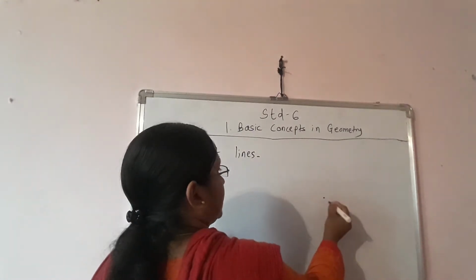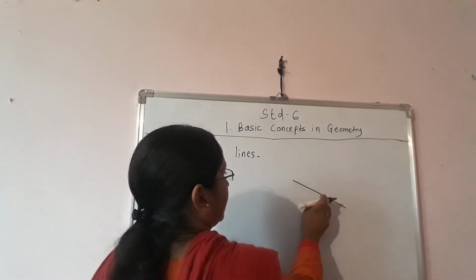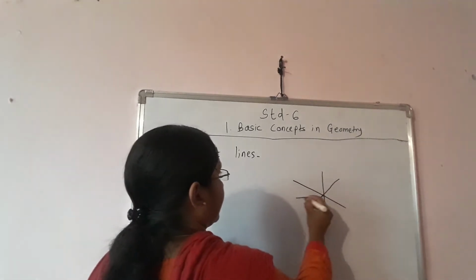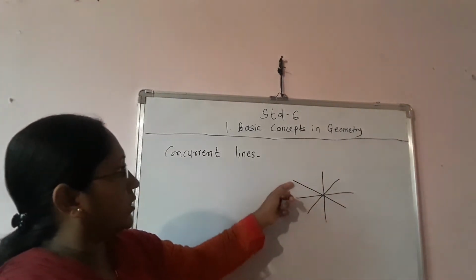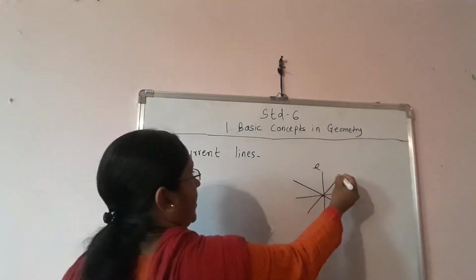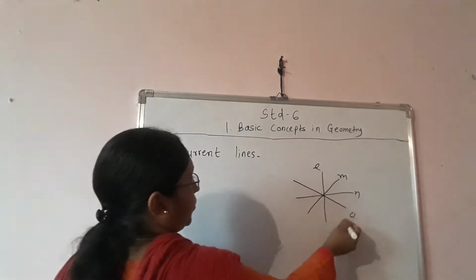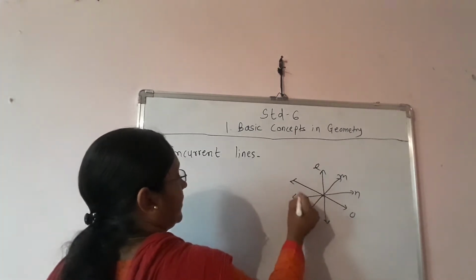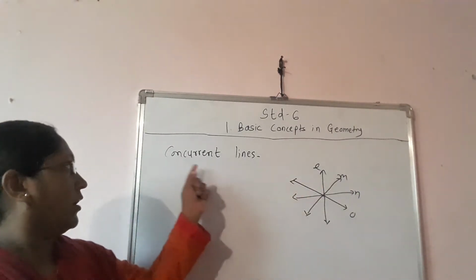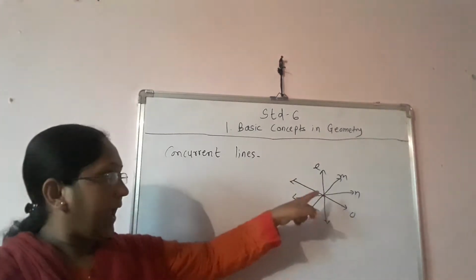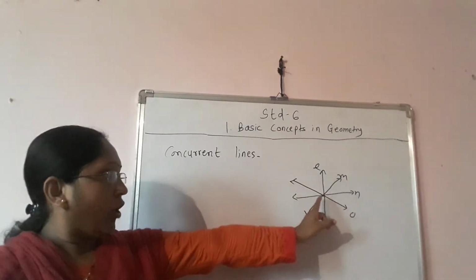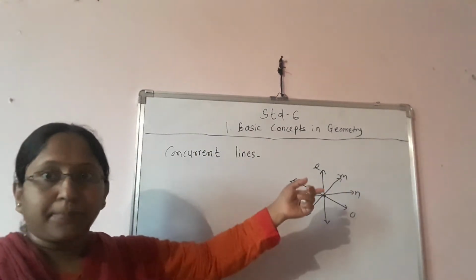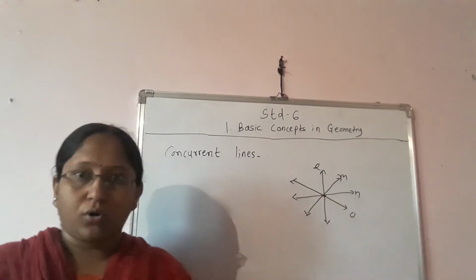See, suppose here I put one point and draw lines, as there are, 1, 2, 3, 4, L, M, N, O, those are lines. Then these lines are called concurrent lines, and the point from which we have drawn 3 or more lines is called the point of concurrence.